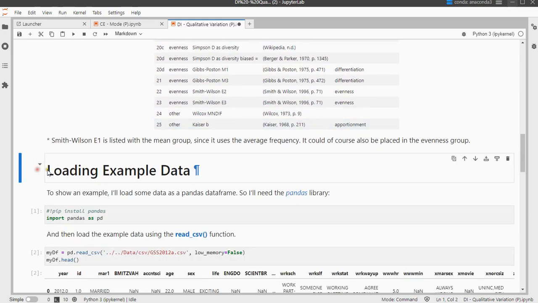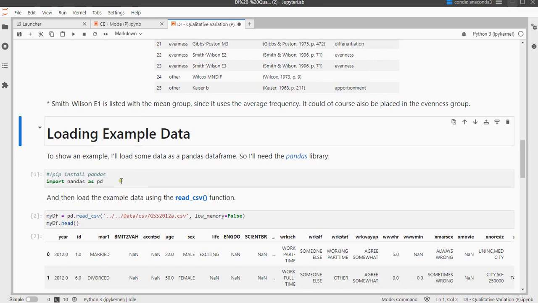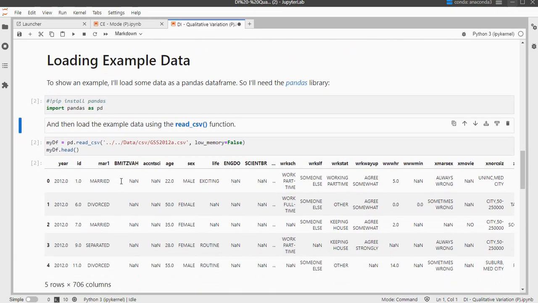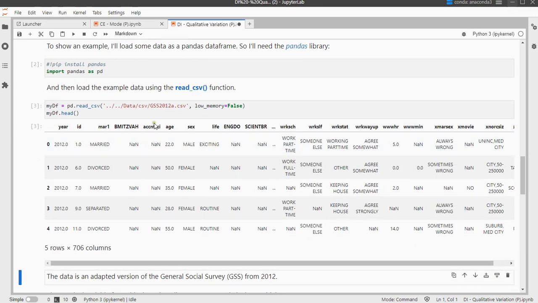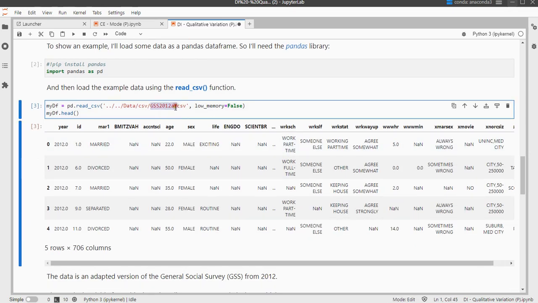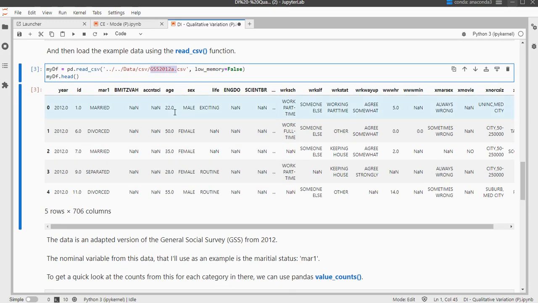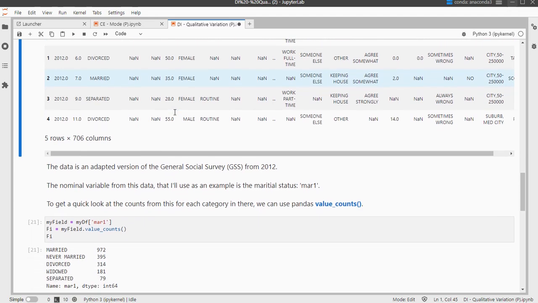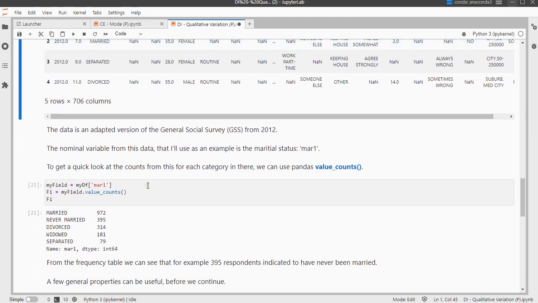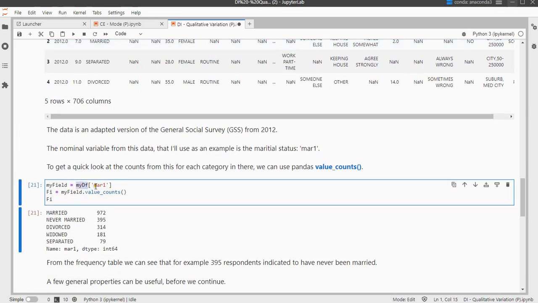So to show you how to determine each of these, I'll need some example data. So I'm going to import pandas, so I can use the read_csv function from pandas to load a data file that I have available on my website. It's actually from the General Social Survey from 2012, but I adjusted it slightly just for these examples. I only need one field as an example, a nominal field with categories, so I chose marital status for this.